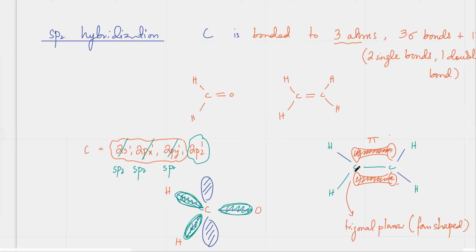The three electrons are getting pulled in different directions. The angles are 120 degrees in this case. That's the shape, and it is planar. It's like a fan, a completely flat shape, a two-dimensional shape. So this is also two-dimensional. The pi bond is actually above and below the plane. It's going to look something like this.